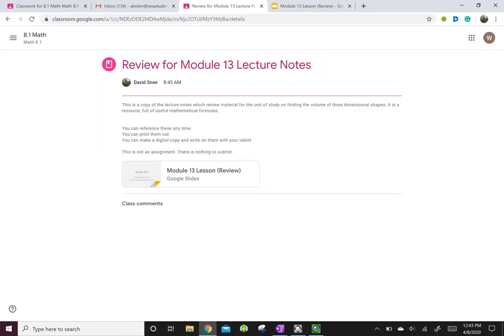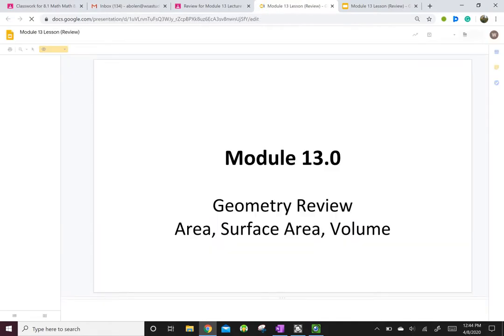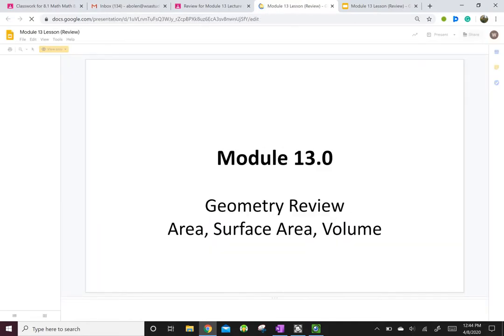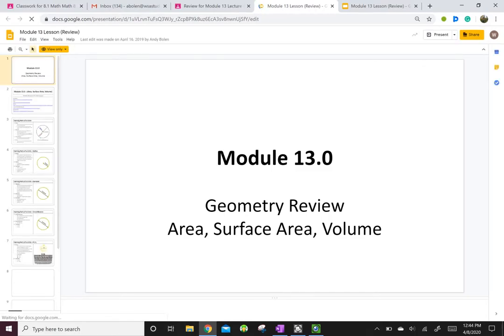And then there's a resource right here. It's the review for Module 13 lecture notes. If you read through this, it says it's a copy of the notes we would normally do in class. It's just there for you to print or reference, okay? When you click on this, we walked through some of the important information that you need right now. We're moving on to study three-dimensional shapes and finding the volume of three-dimensional shapes, how much they can hold.